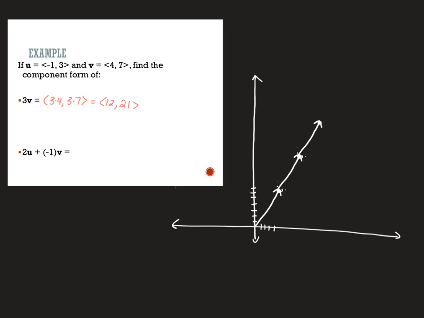See if you can try the last operation on your own, and then pause the video at the end to check your work.